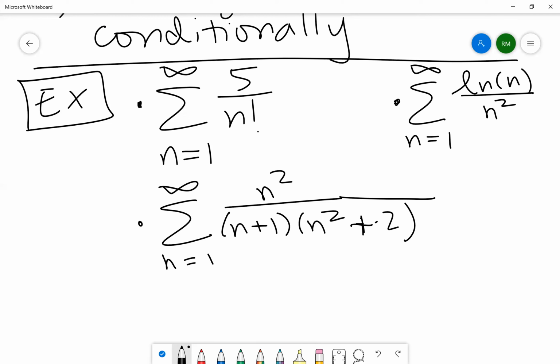All right, so you have these series. I want you to try and determine whether they converge or diverge. It might take a test or two, but you'll find out. So I look forward to seeing what you've done. Take care.